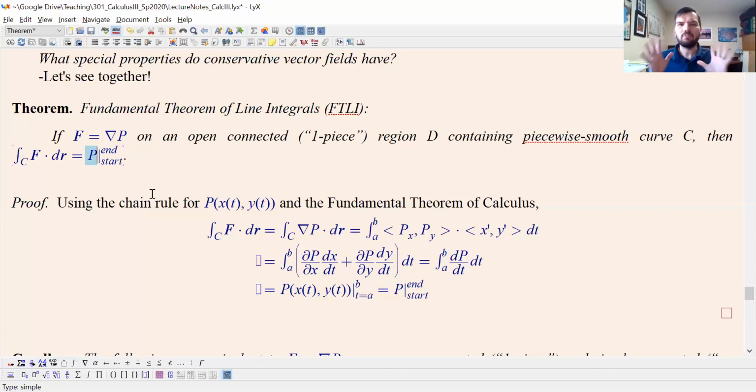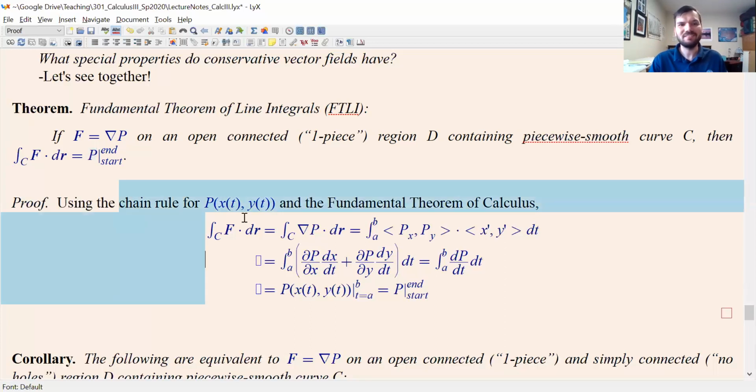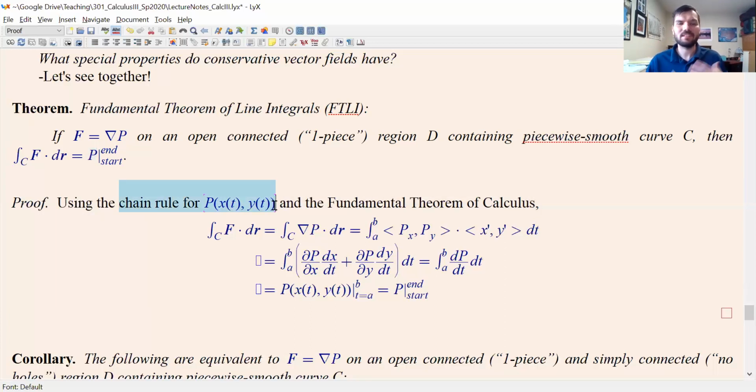Okay, so how do we prove this idea? Well, we're going to use two major things. One is the chain rule for this multivariable function, p. Assume that's in 2 dimensions. You can expand it down to 3 or further. It's not that hard. And the fundamental theorem of calculus. Again, this is a fundamental theorem. It's tied directly to the fundamental theorem of calculus.